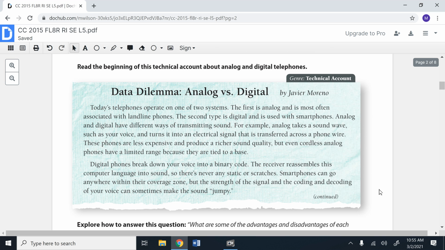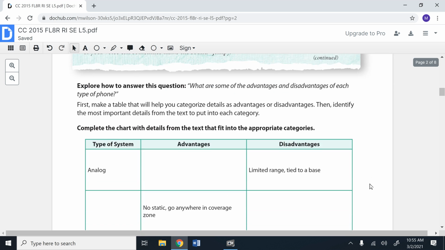Now, looking back, the title gives me a clue that the author is going to make comparisons between analog and digital phones. As I reread the text, I can look for advantages and disadvantages of each type of phone. Now, I read in the text that analog phones are less expensive and produce a richer sound than digital phones. Now, these are advantages of analog phones. However, analog phones are tied to a base and have a limited range. So those are disadvantages. So I'm going to go ahead and put that into the chart.